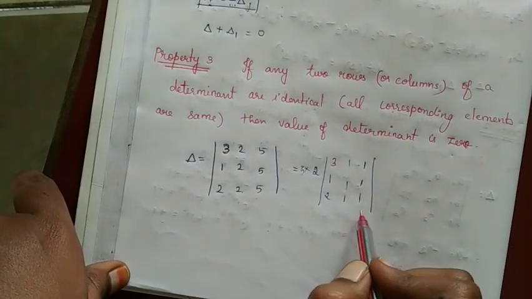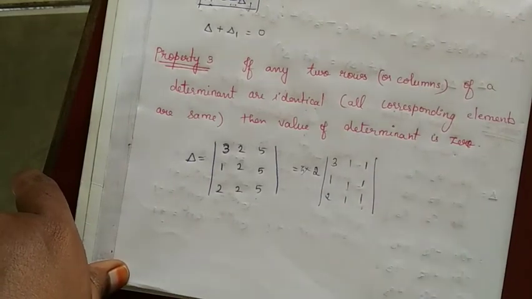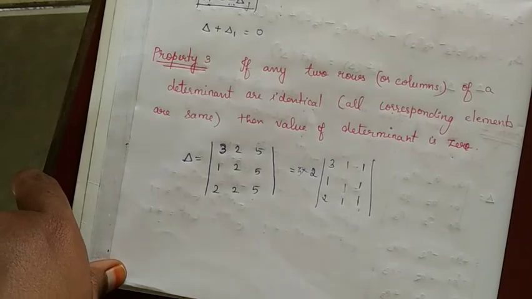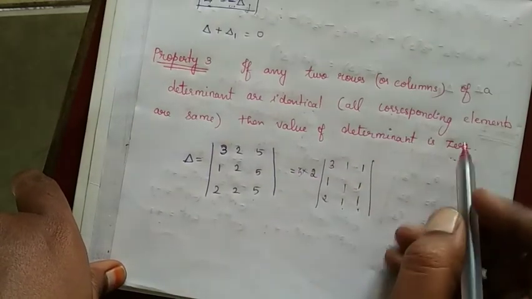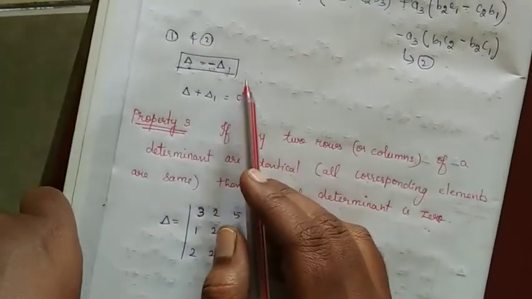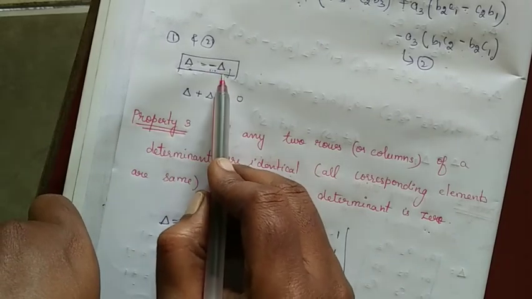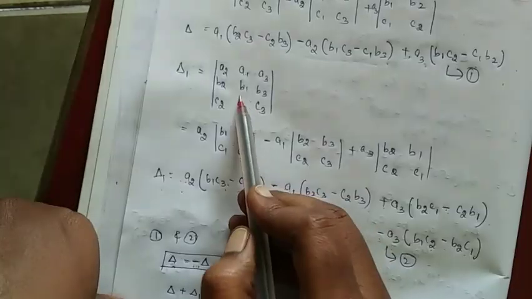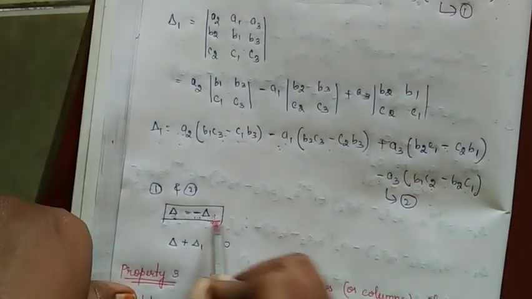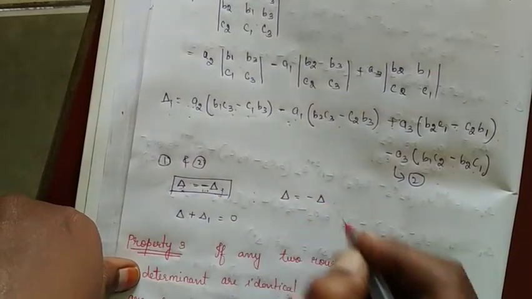Now see, these two columns are identical. When these two columns are identical, directly I can say that the value of determinant is 0. Why? Because from this only we can say here, see here, this is determinant and here I have taken and given the name as determinant 1. But this determinant I have derived from the same determinant. This I can write as determinant also. Simply I can write determinant is equal to minus of determinant.